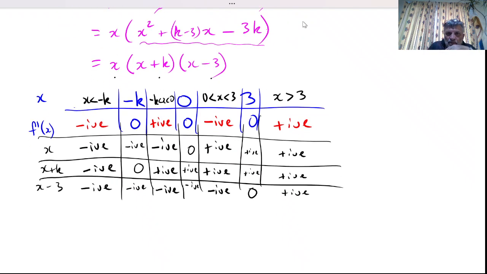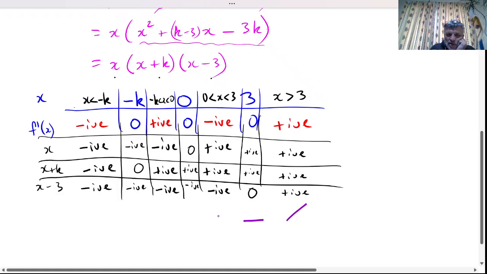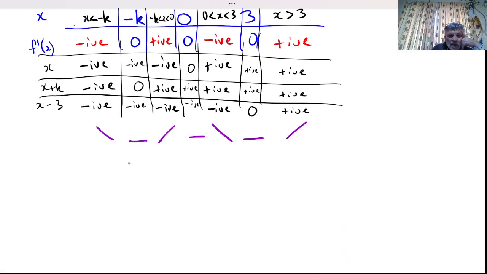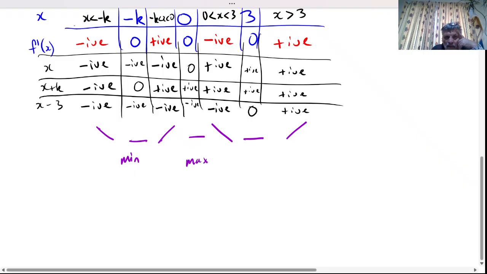I like to draw little pictures. So positive slope, 0 slope, negative slope, 0 slope, negative slope, positive slope then, 0 slope and negative slope. So this sort of table tells you a lot, much more than we need. So we know that this point here is going to be a minimum because we're going down, flat, up. Up, flat, down: this one here at x equals 0 will be a maximum. Down, flat, up: this will be a minimum.